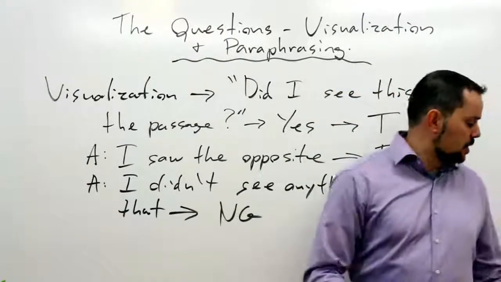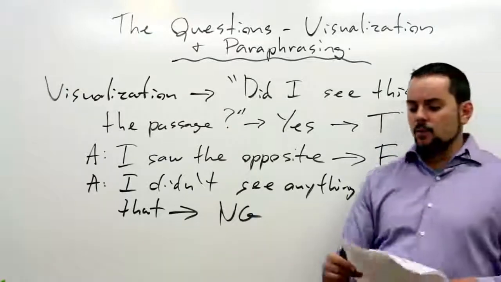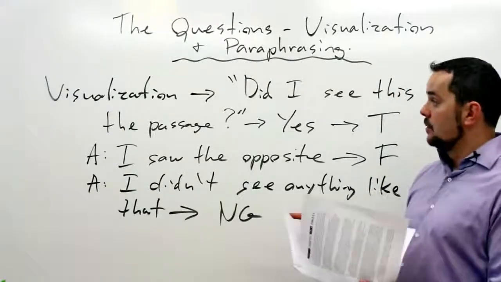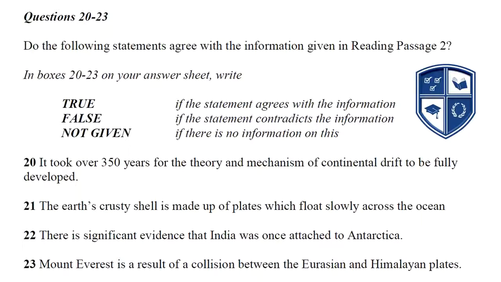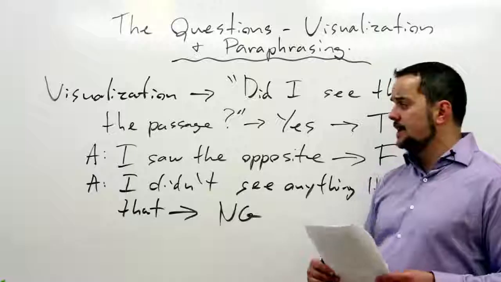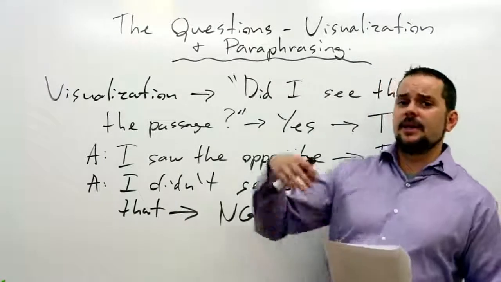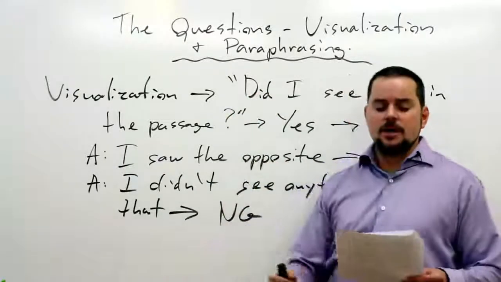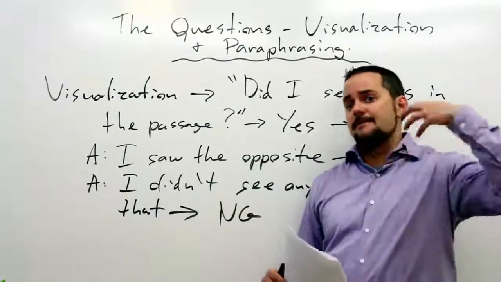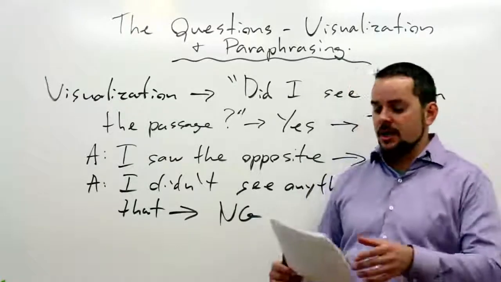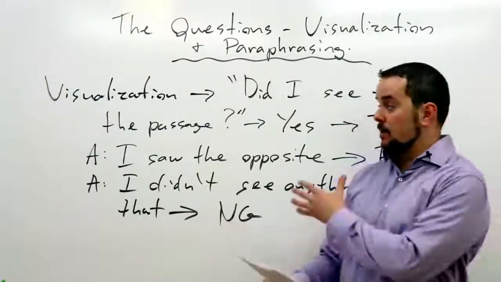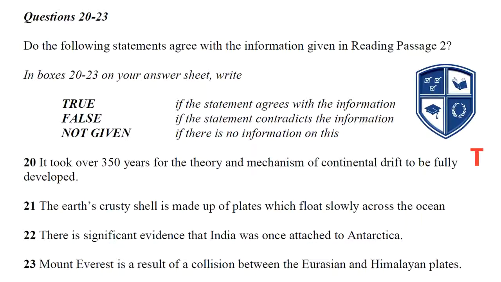All right, if we look at our example, we can go through it very quickly and simply with this strategy. So it took over 350 years for the theory and mechanism of continental drift to be fully developed. Indeed, I saw while reading the passage somebody developing this theory and then it taking another 300 years and another 50 years for this to happen. So I visualized that passage of time. I saw the change in history and almost into modern time before we really got to this. So that helps me to gain confidence in the answer that it's true.